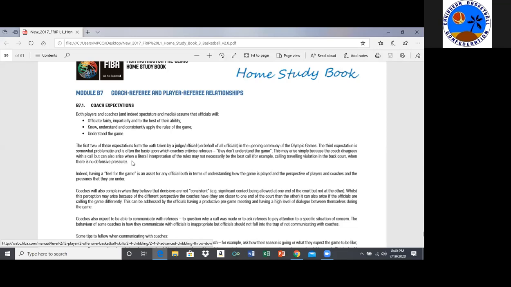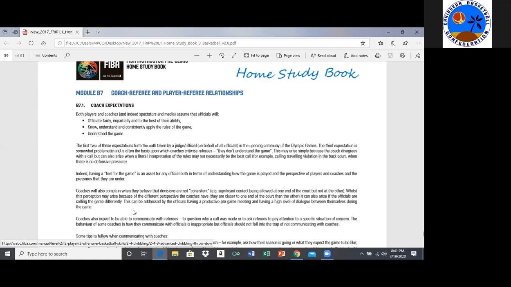So, indeed, having a feel for the game is an asset for any official, both in terms of understanding how the game is played and the perspective of players and coaches and the pressures that they are under. Certainly agree with that. Coaches, players, and officials go through a lot of pressure, especially in big games, international games where teams are carrying their country flag. It's a lot of pressure to bear on players and coaches. And in professional leagues, this is where coaches actually lose their jobs, and in a few cases, players may be traded or lose their jobs as well.